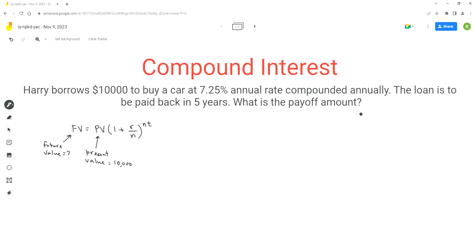R represents the APR or the annual percent rate, which is equal to 7.25%, and n represents the compounding frequency factor. And in this case, since the compounding frequency is annually, this value is equal to 1, and t represents the number of years after which the loan becomes due, and that is 5 years.